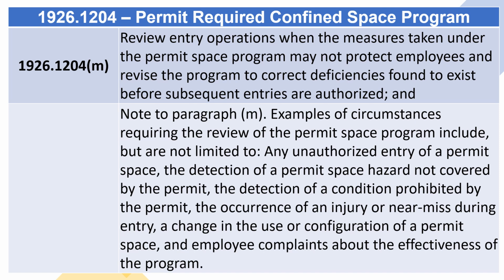Note to paragraph (m). Examples of circumstances requiring the review of the permit space program include, but are not limited to, any unauthorized entry of a permit space, the detection of a permit space hazard not covered by the permit, the detection of a condition prohibited by the permit, the occurrence of an injury or near miss during entry, a change in the use or configuration of a permit space, and employee complaints about the effectiveness of the program.